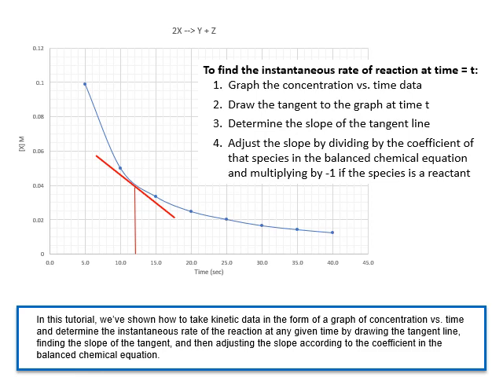In this tutorial, we've shown how to take kinetic data in the form of a graph of concentration versus time and determine the instantaneous rate of the reaction at any given time by drawing the tangent line, finding the slope of the tangent, and then adjusting the slope according to the coefficient in the balanced chemical equation.